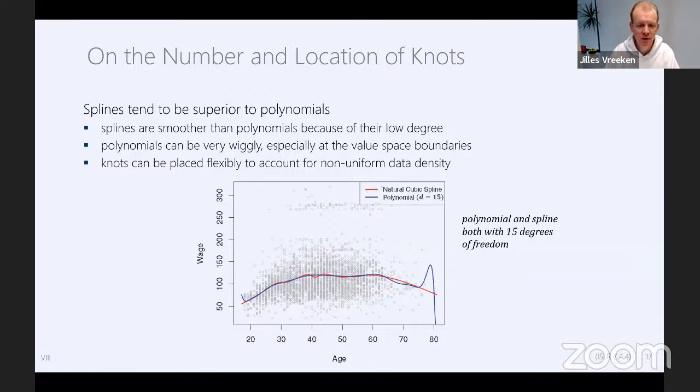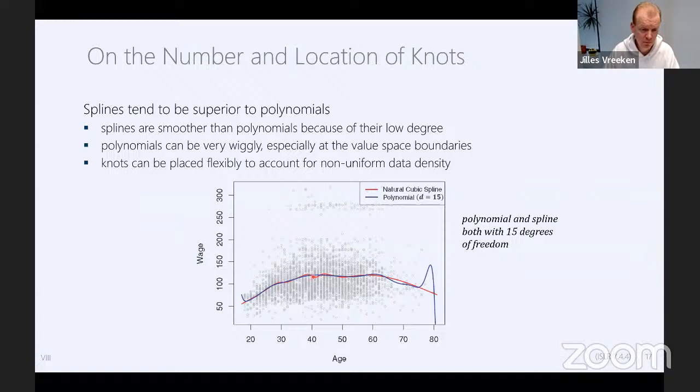Doesn't make much sense. Whereas the natural cubic spline, at the edges, does something that is very sensible. And within the data, there are a few bumps, which you might say, okay, that is odd. Maybe we should not have chosen 15 here, right? This is just for the sake of the example.